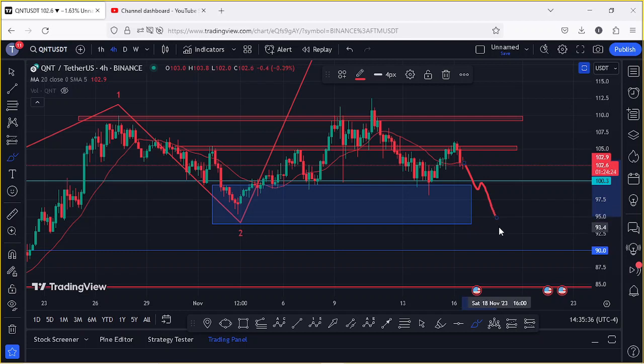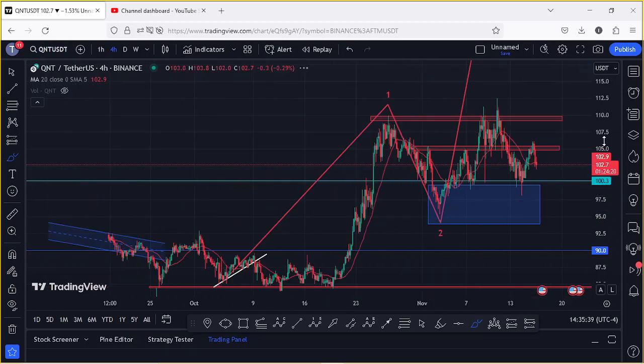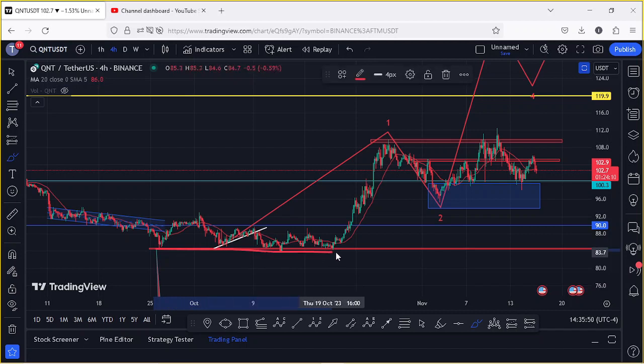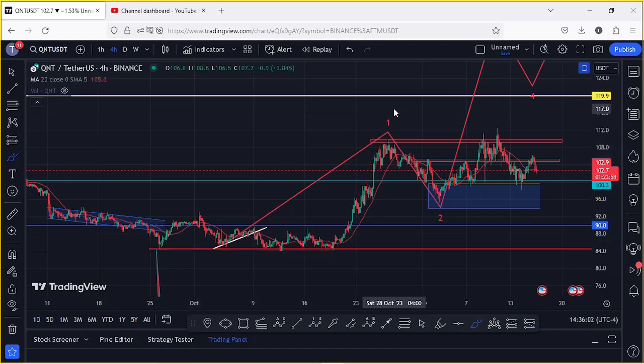QNT has also continued to obey the Elliott wave structures, and zooming out to first give you my short-term Elliott wave analysis that I believe is playing out on the QNT chart, you can see that after getting our lows at around the $84.5 mark, we saw that massive breakout to the upper side, breaking above resistances, giving us a high above the $110 mark, completing the formation of this wave 1 to the upper side.